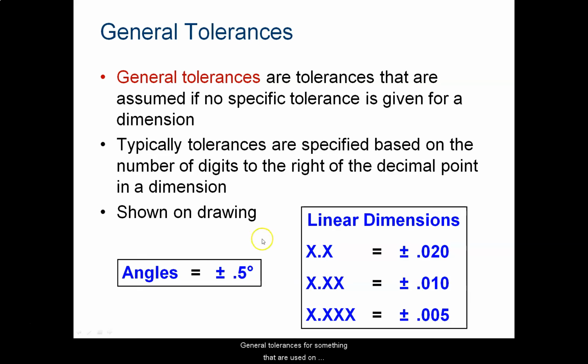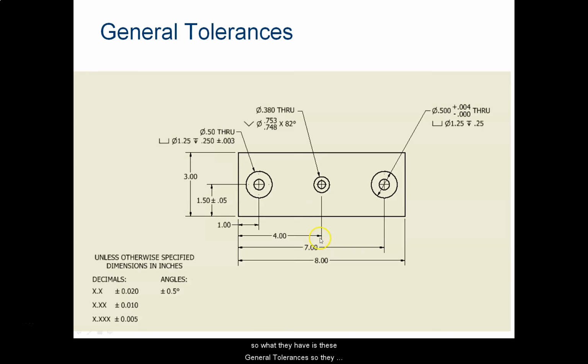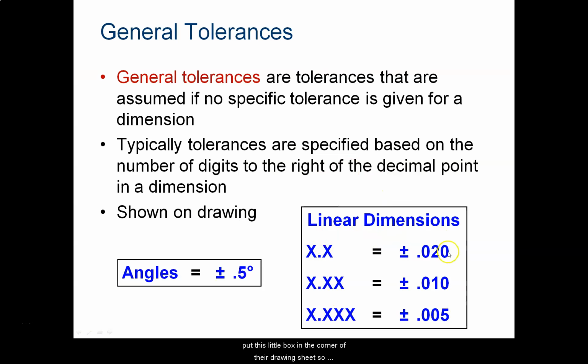General tolerances are something that are used on drawings when you don't want to list a tolerance for every single one. Maybe the size doesn't matter. If the box has to be 3 by 5 by 1, maybe the outside of the box doesn't have a specific size, and if it's off by a little bit, it's okay. So what they have is these general tolerances. They'll put this little box in the corner of their drawing sheet, maybe just above the title block or somewhere in the corner. And what this means is any dimension that I specify that is listed to the 10th place would be plus or minus 2/100ths.